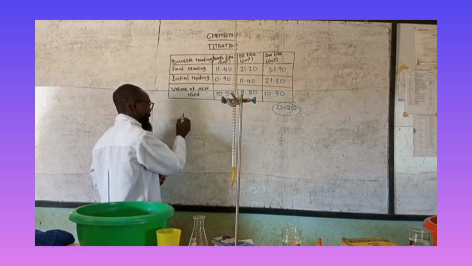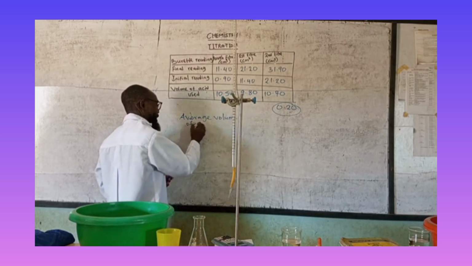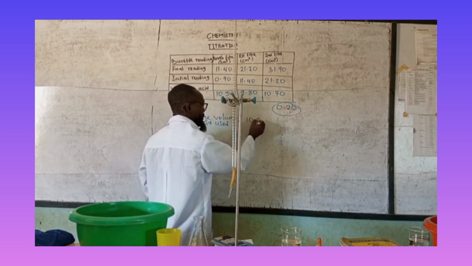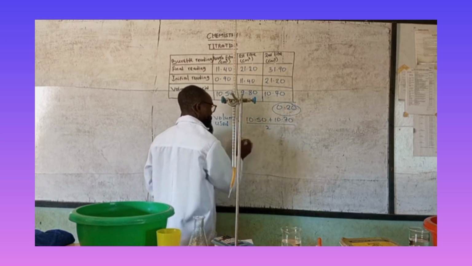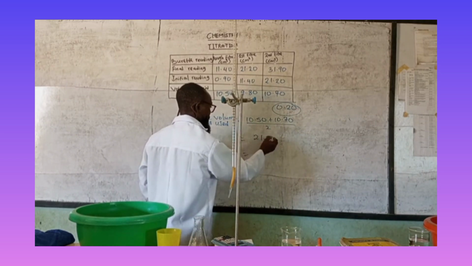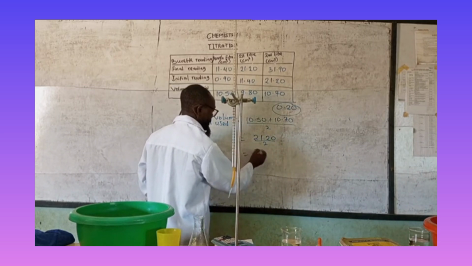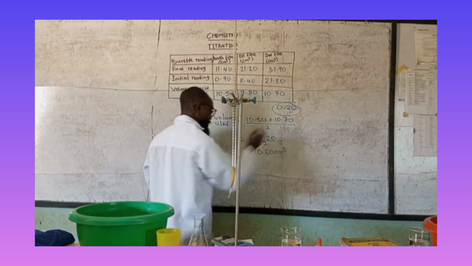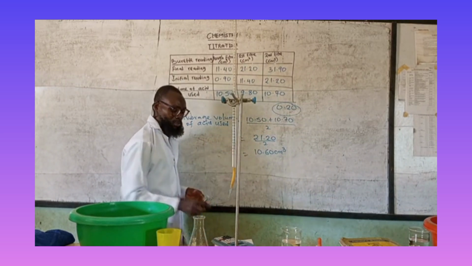So we now say average volume of acid used is equal to 10.50 plus 10.70 divided by 2. So you sum it up, 21.20 divided by 2. So when you now divide, we have 10.60 centimeter cube. So this is the average volume of acid used. So this is our VA to be used.